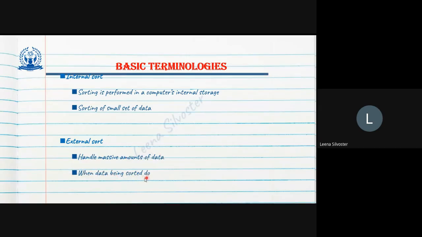So when the data being sorted does not fit into the main memory, that means a bulk amount of data is there, a massive amount of data is there. So it will not fit in the main memory. In internal sorting, we are using a small set of data, so the computer's internal storage is enough. Here we have a massive amount of data, so this data cannot fit into the main memory. This is the main difference between internal sorting and external sorting.